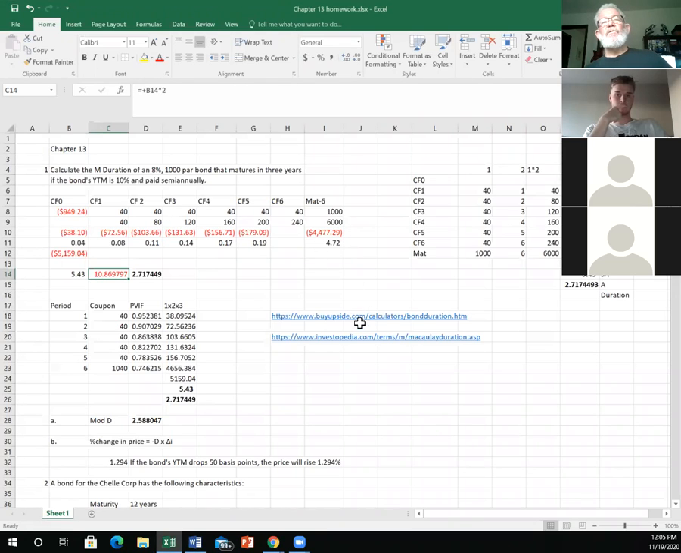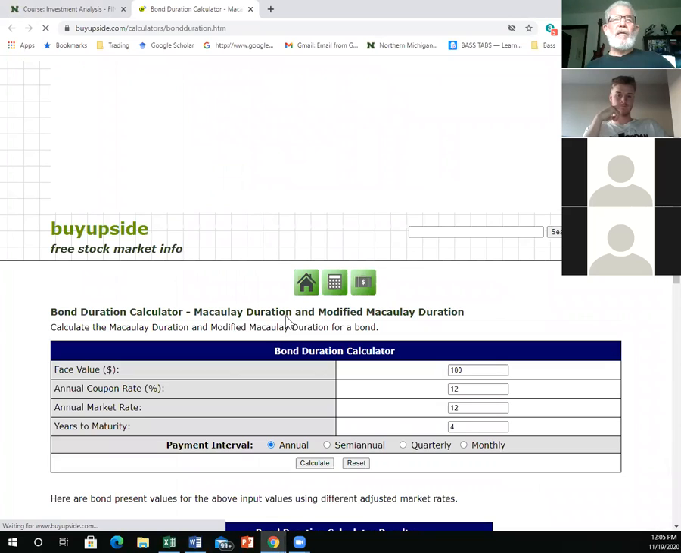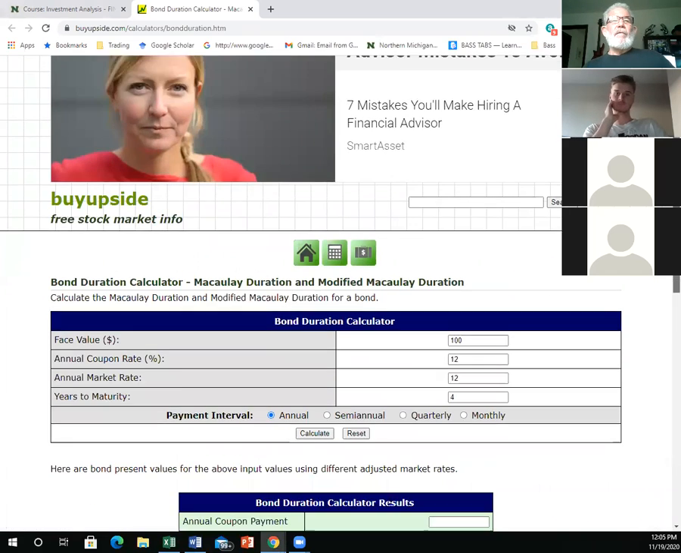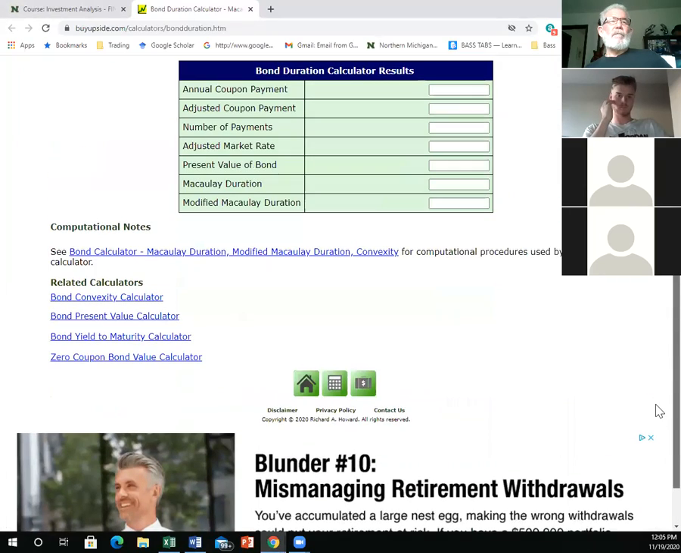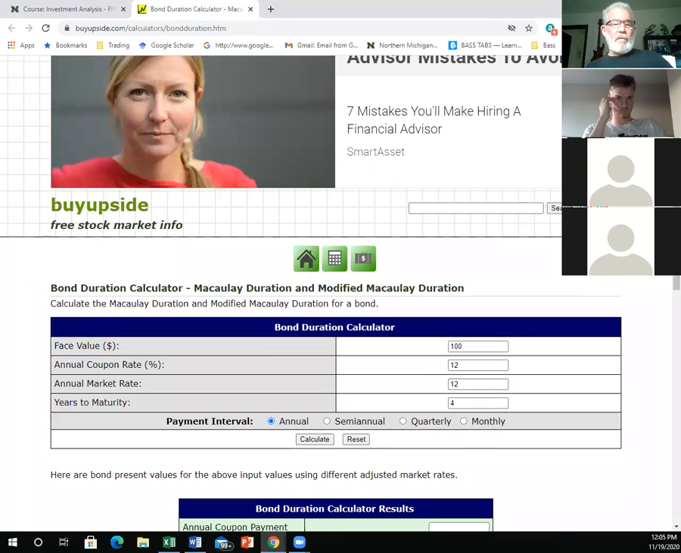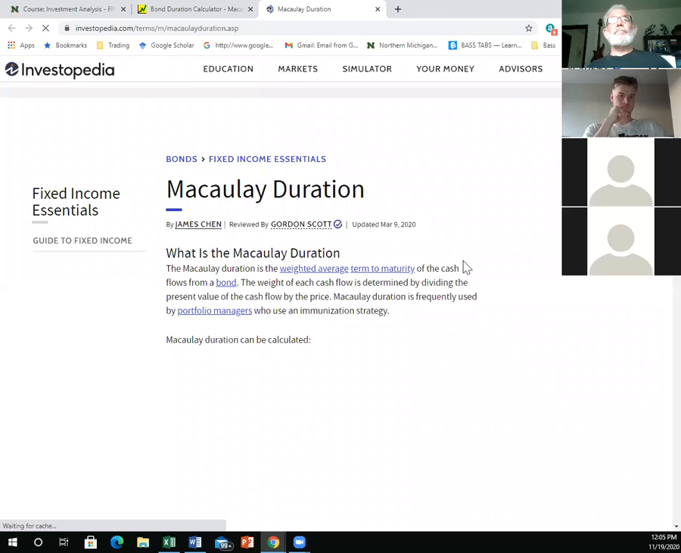I also found 2 websites that have duration calculators, which make it easier. Let's see, they don't actually show the formula on this one. The other one I think does. Let's look at it.